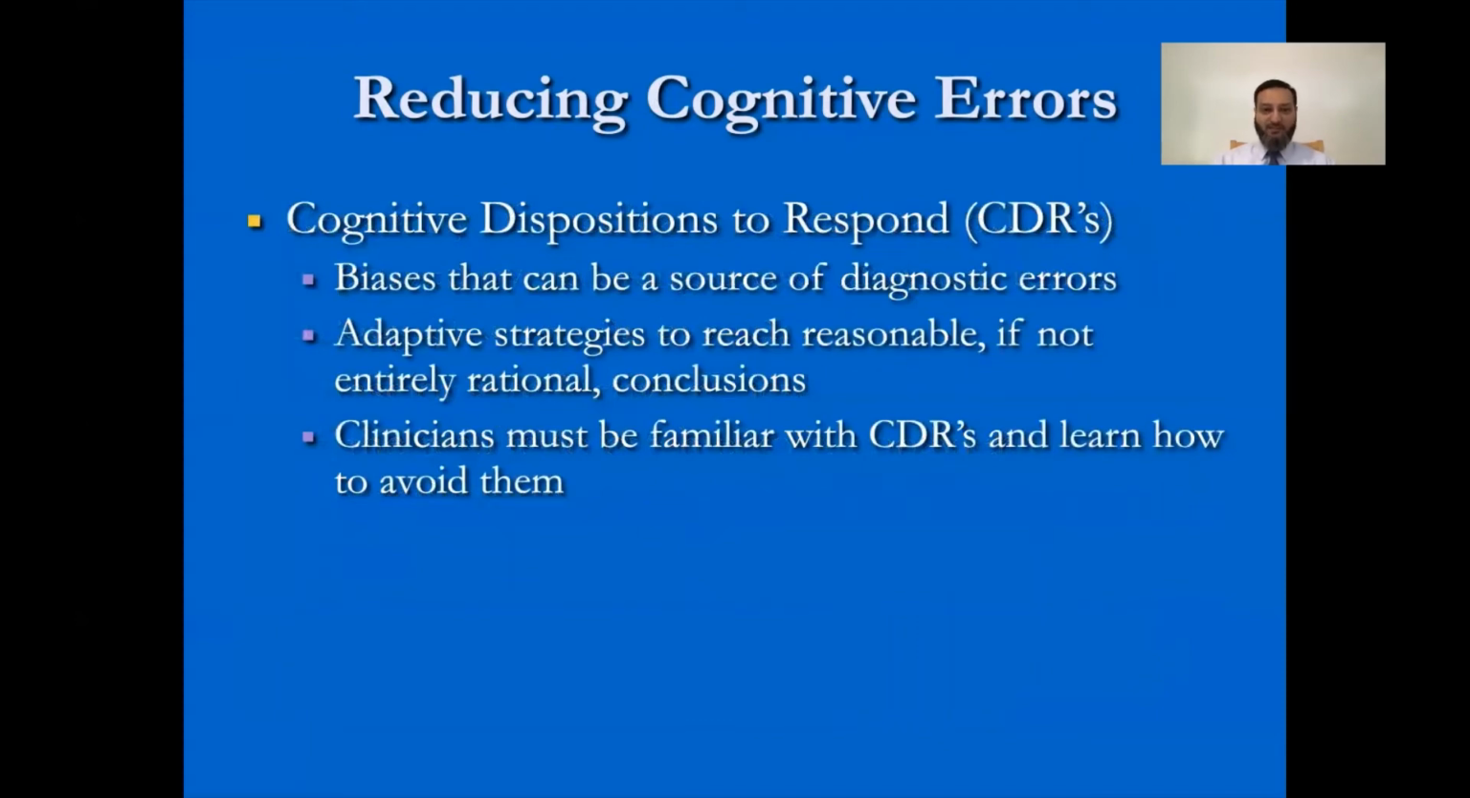So I mentioned biases. There are these cognitive dispositions to respond, or CDRs, that have been described in the literature. These are basically cognitive biases, and they can be a source of diagnostic errors. These biases are really adaptive strategies to reach reasonable, if not entirely rational, conclusions. But clinicians must be familiar with these CDRs, or these biases, and learn how to avoid them, because again, this could be a source of diagnostic errors if you fall victim to some of these biases. So being aware of them, understanding them, and learning how to avoid them can be very helpful in reducing diagnostic errors.